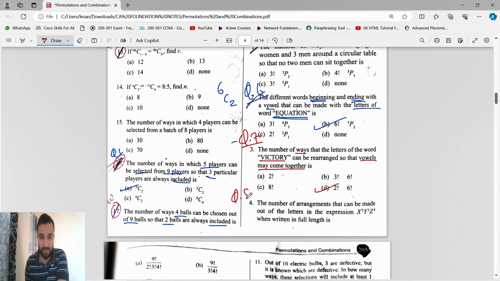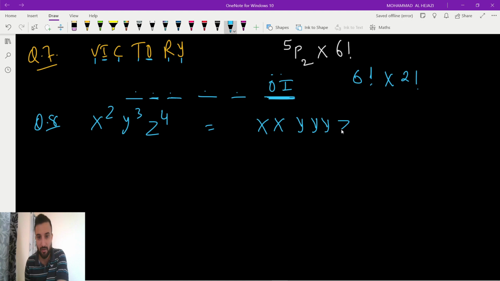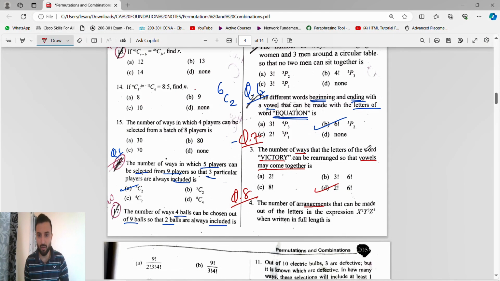Now next, question number 8. The number of arrangements that can be made out of the letters in the expression x squared y cubed z to the power 4. This means x squared is xx, y cubed is yyy, z to the power 4 is zzzz. So what we have to do is arrange, right? It is also a permutation, because here also we don't have any word like select or chosen.